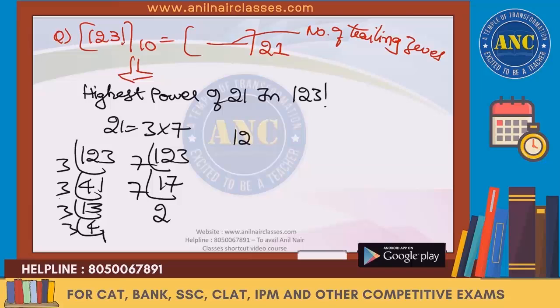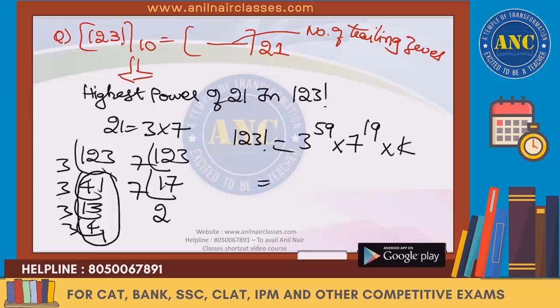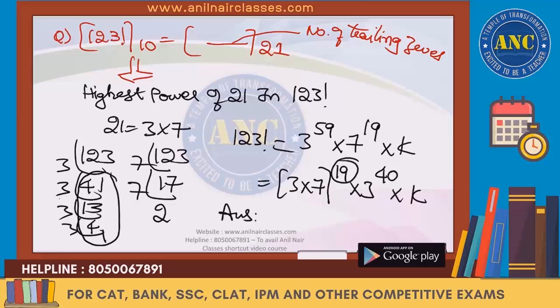So 123 factorial, if I add all these values: 41 plus 13 is 54, 58, 59. So 3 power 59 into 7 power 19 into K. I want it for 21, which is 3 into 7. So 7 power 19 into 3 power 40 into K. The number of zeros at the end is nothing but 19. I hope it is clear.